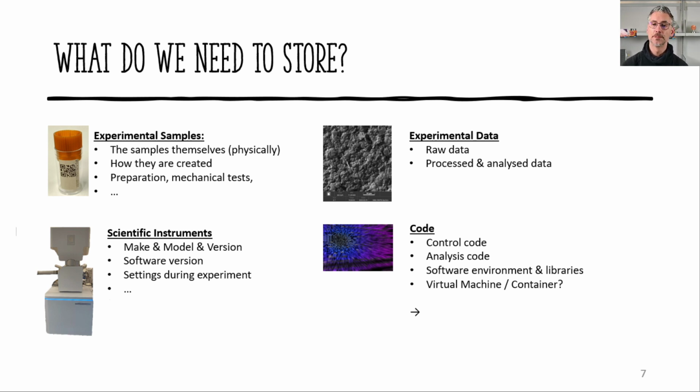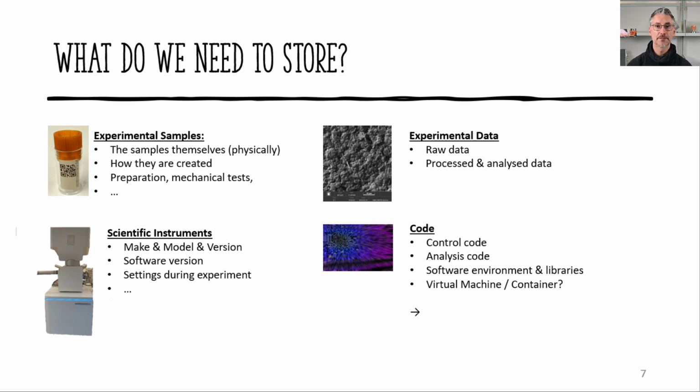So what do we need to store? There's first of all information about the experimental samples themselves. We have the physical samples, and those need to be stored, for example, in a safe storage location. But we also need to track how these samples were created, what's in those samples, how we prepared them, and if any mechanical tests or anything else happened to those samples. We also have a lot of scientific instruments, so we need to track which make and model we have, and all of those scientific instruments will operate on some sort of software. So we also need to track which software was used at which time.